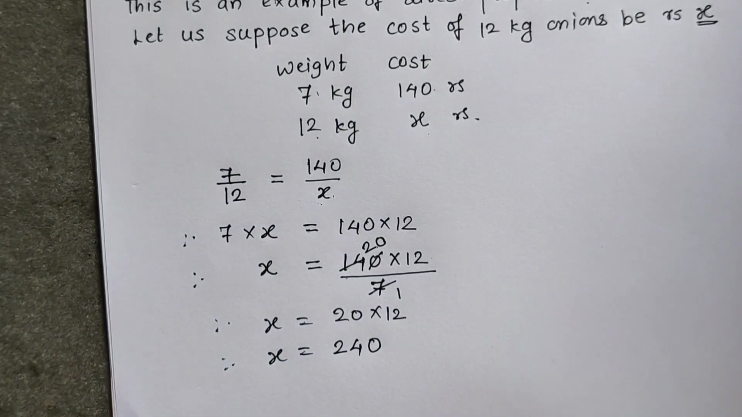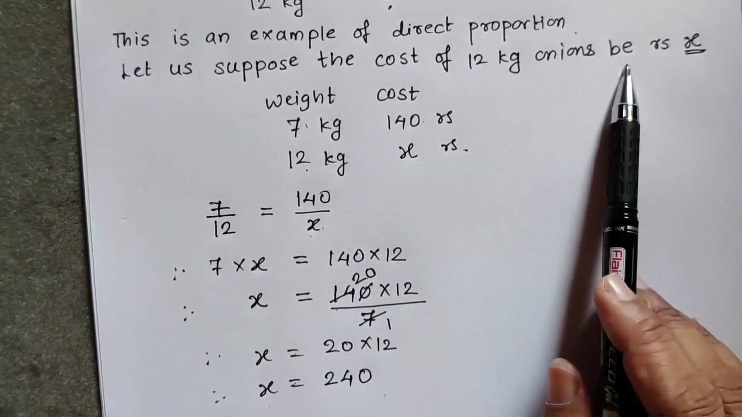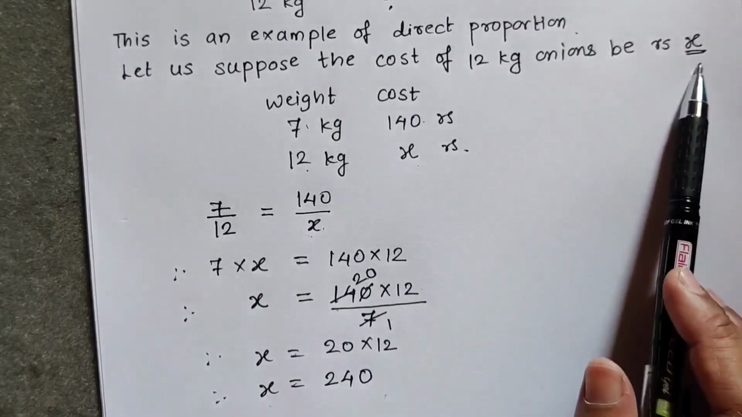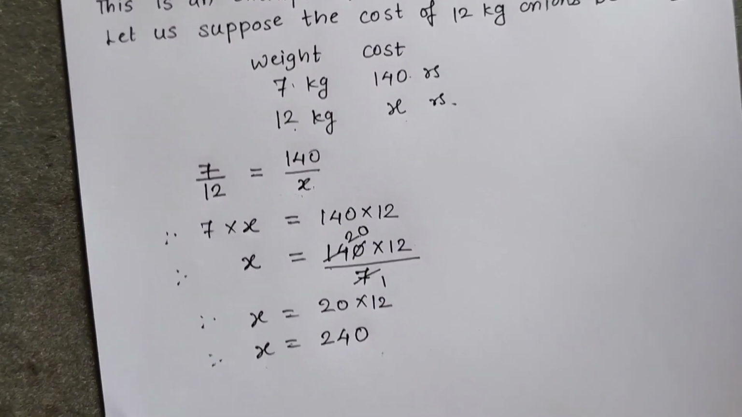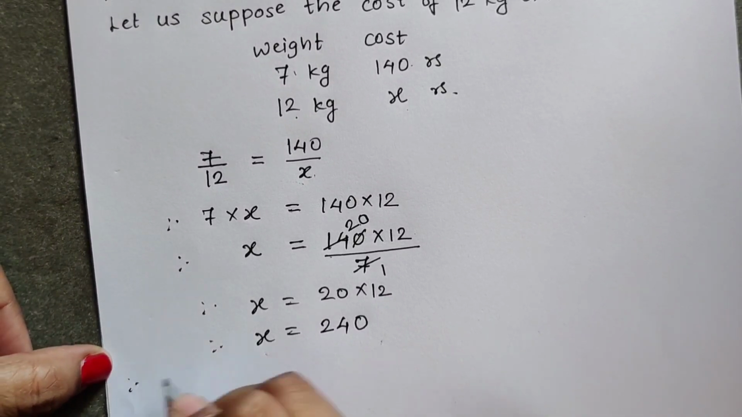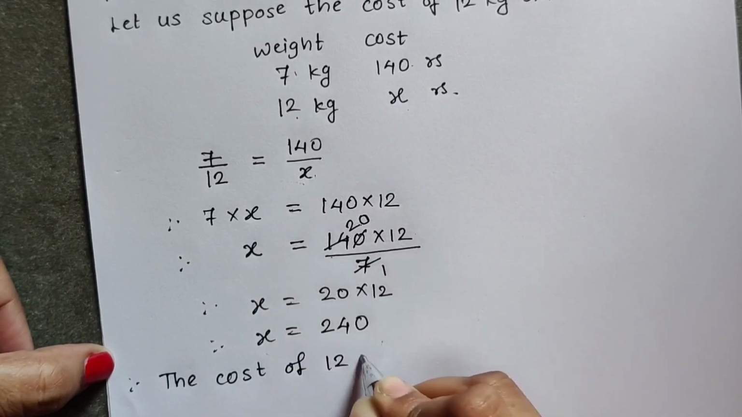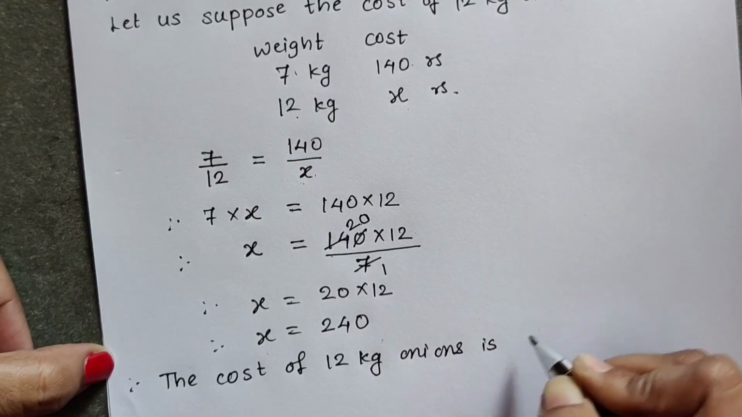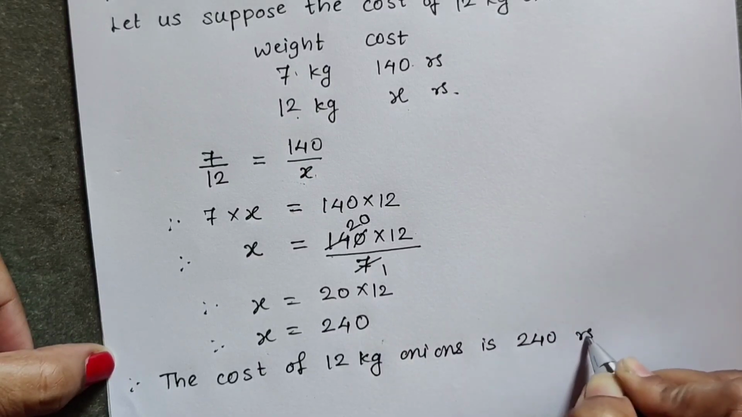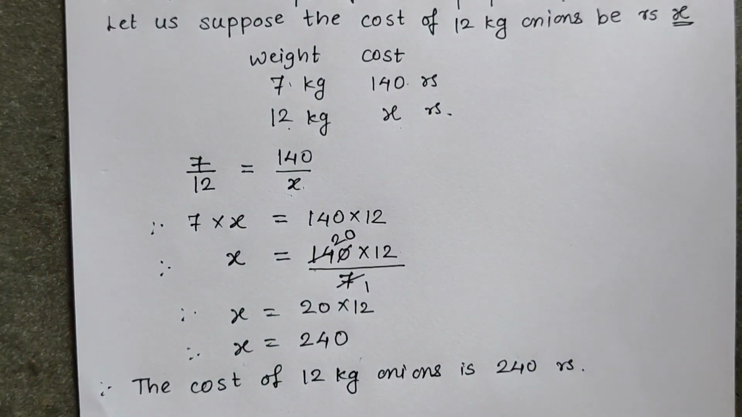That means what? We have taken this X for what? We have taken this X for the cost of 12 kg onions. So the cost of 12 kg onions we have taken X. That means the cost of 12 kg onions is 240 rupees. So we write the answer here. Therefore, the cost of 12 kg onions is 240 rupees. So in this way we can find out the answer by using the direct variation or direct proportion method.